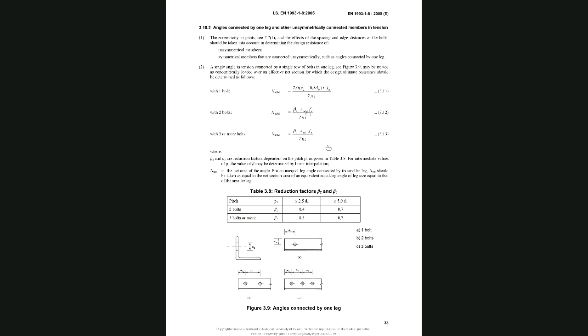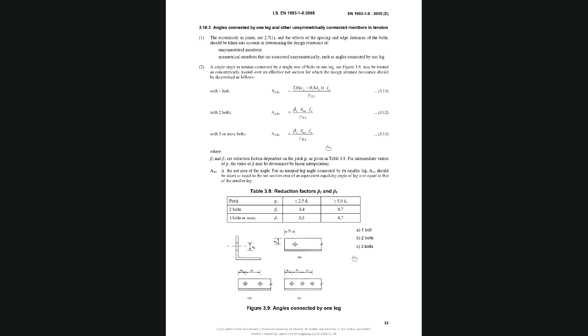And if we have three bolts, it's a similar idea. We use beta 3, which is in the table here, 0.5 to 0.7. The exact same idea: we look at the pitch distance and compare it to the hole diameter. If the pitch distance is less than 2.5 times the hole diameter, beta 3 is 0.5. If the pitch distance is greater than 5 times the hole diameter, then we use 0.7. And as I said, if it's in between, you interpolate.